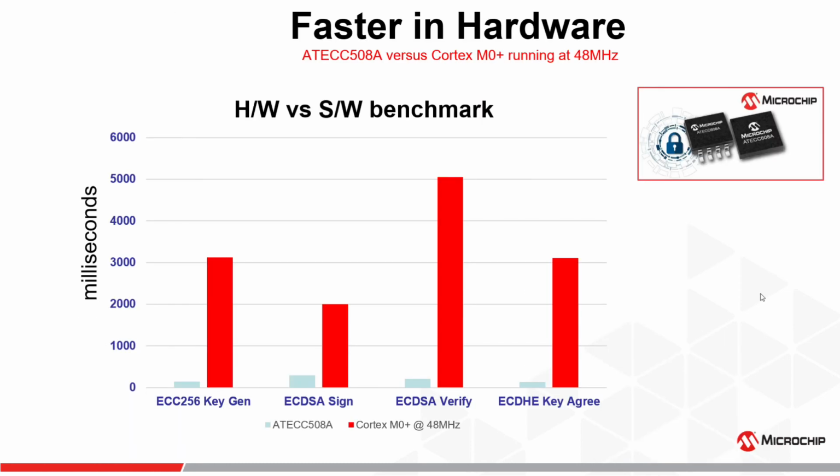Another reason why you should consider hardware is it's much faster and lower power. The functions that we're talking about are complex with lots of CPU cycles if they were implemented on a microcontroller. They'll use lots of power and take a long time. On this graph, you'll see key generation. We'll do this in a couple of milliseconds, whereas a Cortex M0 Plus running at 48 megahertz will do this in more than 3 seconds.